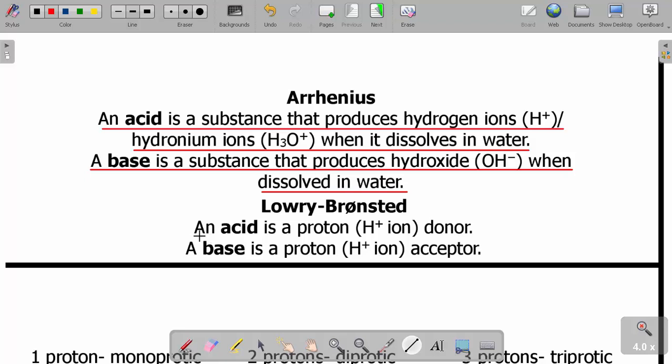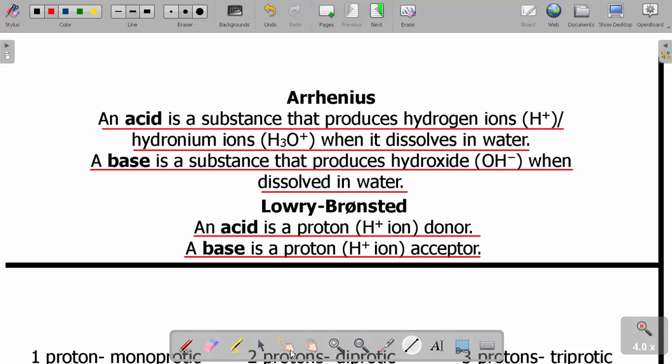It is a proton donor, period. An acid is a proton donor. Now, when we talk about a proton, we mean the hydrogen ion. What is a base? A base is a proton acceptor. Please be careful. The question will always be specific. They will say, define an acid according to Arrhenius theory, or they can say, define an acid according to Lowry-Bronsted theory. So you must distinguish between the two different definitions.